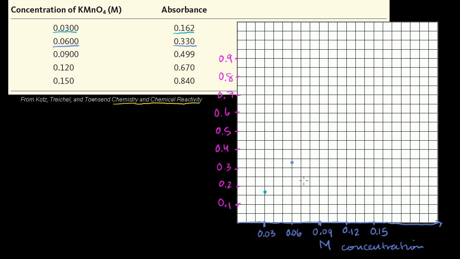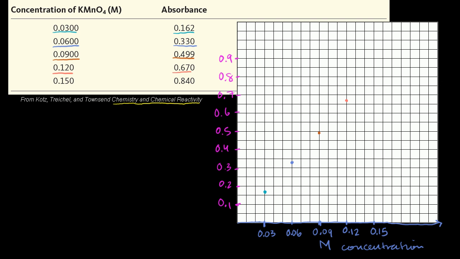We already see an interesting line form, but I'll plot all of these points. So at 0.09 molarity, we have 0.499. So almost 0.5 right over there. That's that value. And then at 0.12, we have 0.67 absorbance. So we have 0.67 absorbance right over there. And actually what we're doing here, we're showing you that the Beer-Lambert law is true. We've measured a bunch at specific concentrations, we've measured the absorbance, and you see that it's a linear relationship.